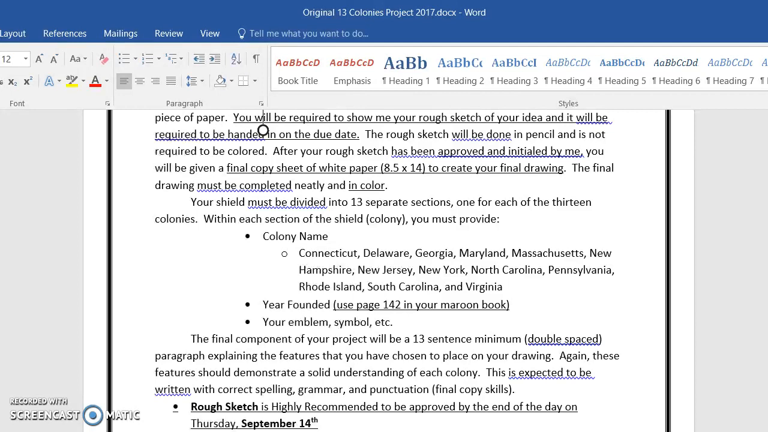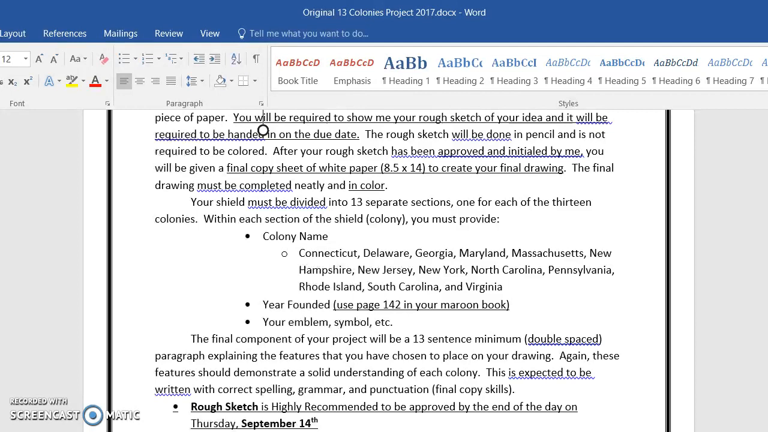You're just doing it to prove to me that you understand why you've chosen these particular symbols, emblems, whatever it may be. So your shield's going to be divided into 13 separate sections, one for each of the 13 colonies. And then within each section of the shield slash colony, you're going to provide three things. One, you're going to provide the colony name. And you'll see all of the colonies listed here. You've got Connecticut, Delaware, Georgia, Maryland, Massachusetts, New Hampshire, New Jersey, New York, North Carolina, Pennsylvania, Rhode Island, South Carolina, and Virginia. And you should have them spelled correctly. All you have to do is copy them off this sheet here. They're listed in your book as well, which I'm going to talk about in a second, but they are all listed here spelled correctly.